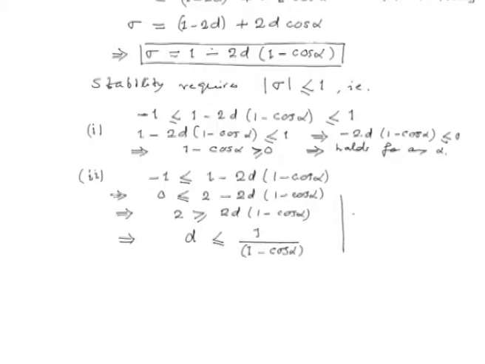Now, what is the maximum value of 1 minus cos alpha? The minimum value of cos alpha is minus 1, so the maximum value of 1 minus cos alpha would become 2. Therefore, this inequality says that d should be less than or equal to half. So, this is the stability requirement which we get from von Neumann analysis, that is to say our diffusion number should be less than half, which puts a restriction on the time step.